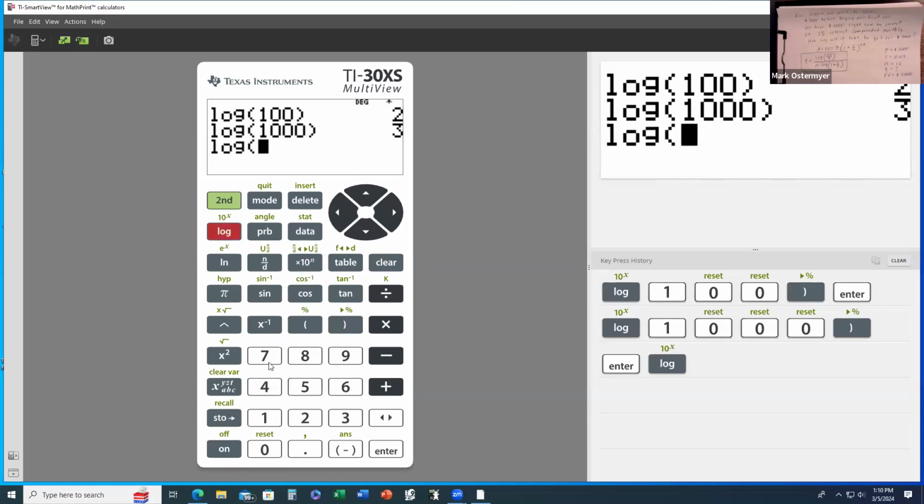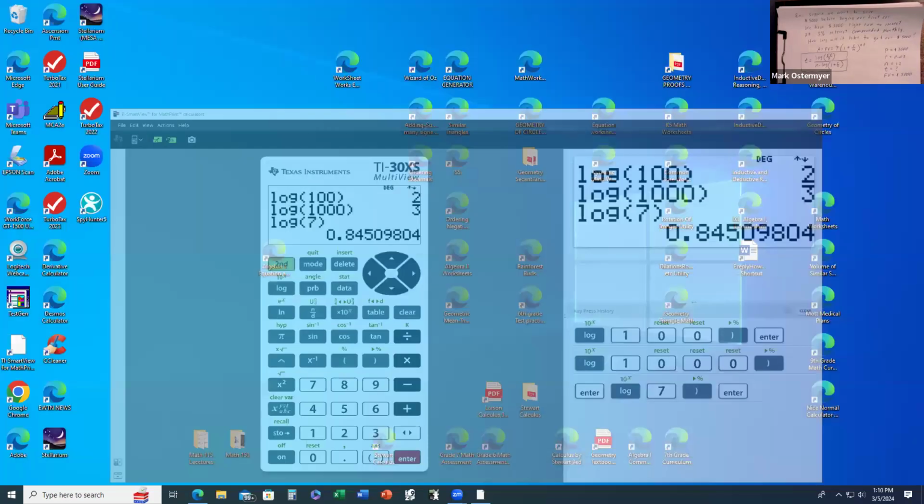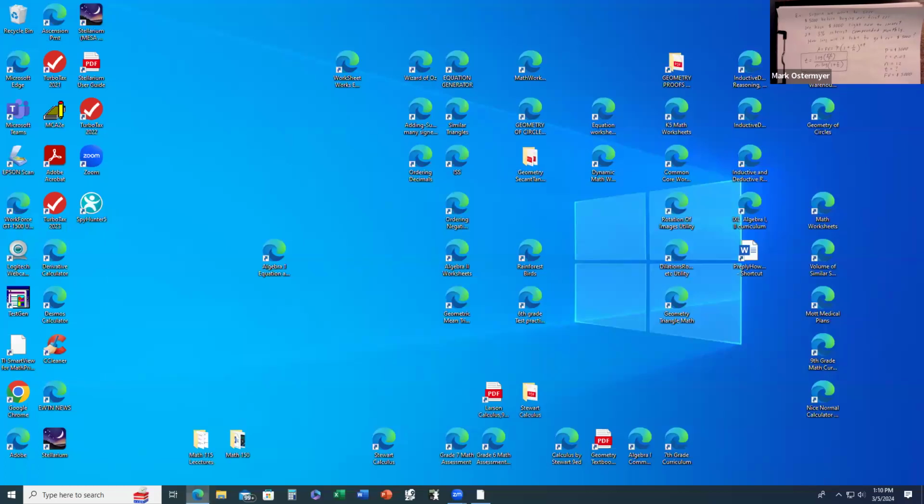What if you take the log of 7? It gives you a messy decimal. You'd have to raise base 10 to this decimal power to give you 7. So that's the log function on your calculator. All right, let's get back to our problem here.